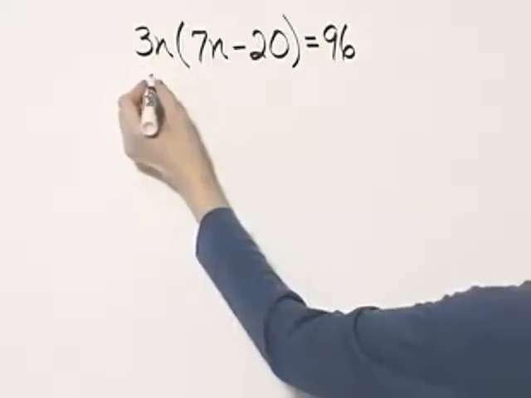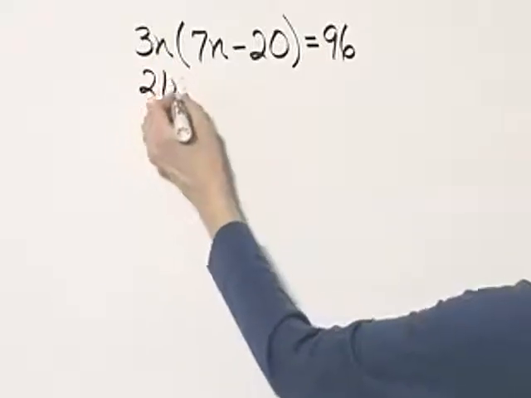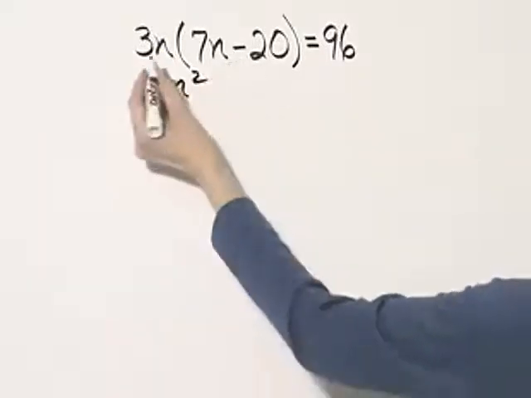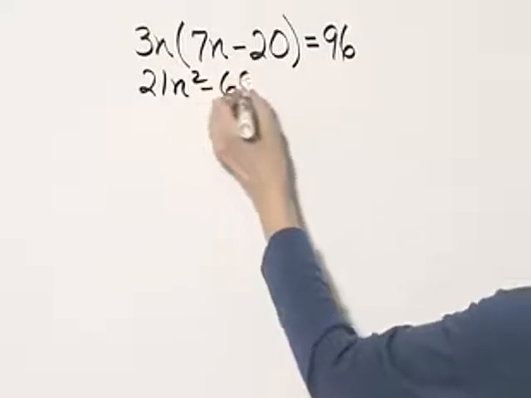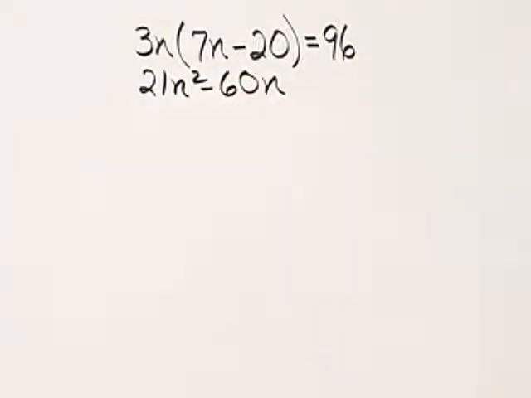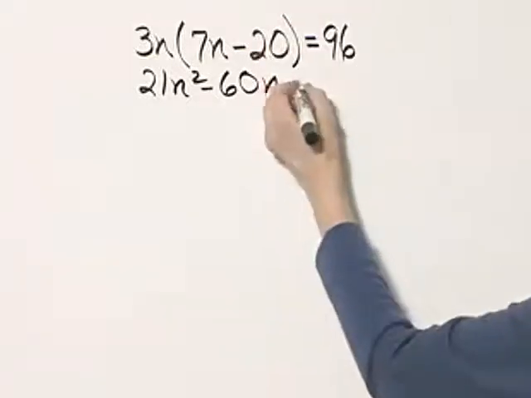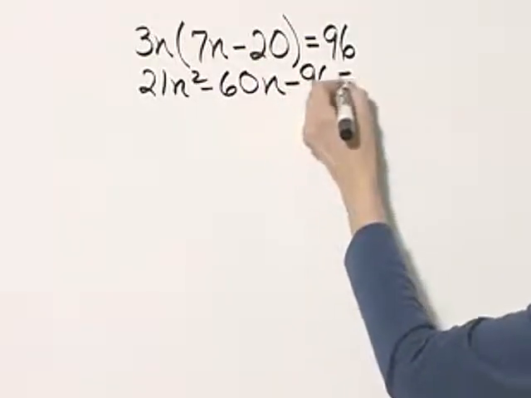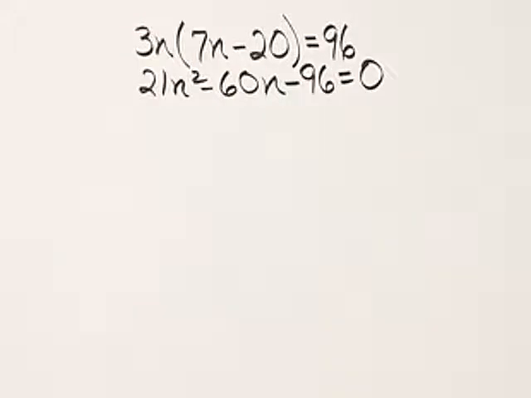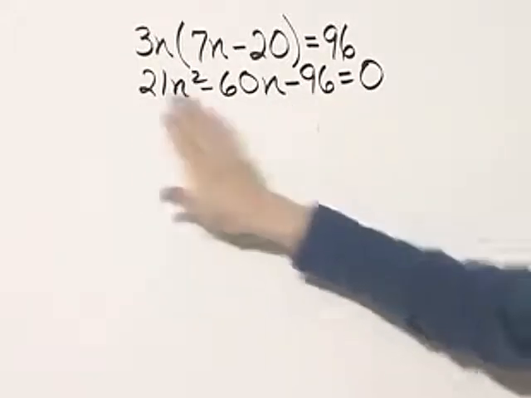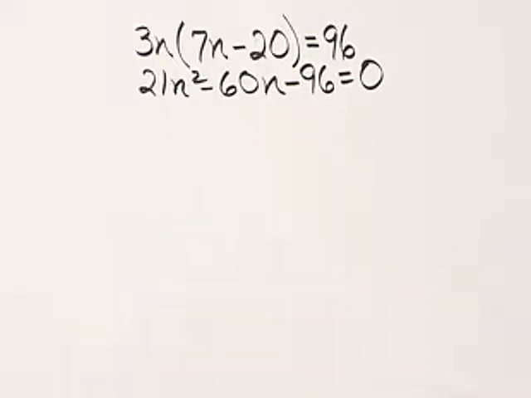So 3n times 7n, that's 21n squared, minus 60n. And if you don't mind, I'll go ahead and subtract 96 from both sides. So minus 96 is equal to 0. Now I have it written in standard form. Let's now try and factor this polynomial.